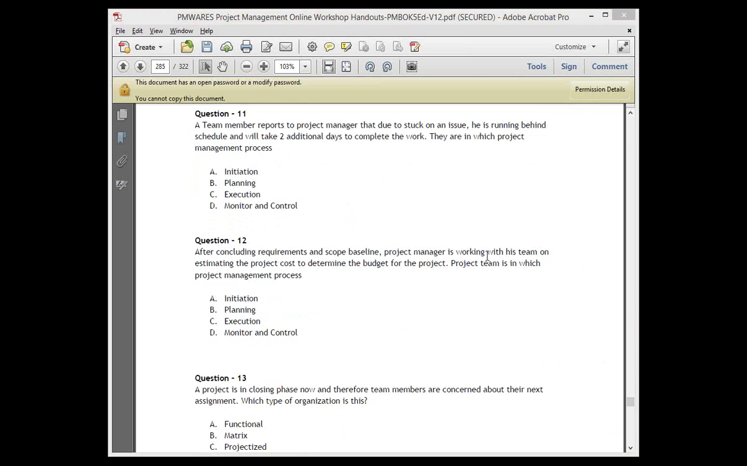Execution means you do the work and collect the data only. You cannot say you are delayed or not, but you have collected, okay, this work is completed in 7 days. I don't know if it is early or late. When I compare with the plan, then I will come to know that it is late or early. Does that make sense? So the right answer is D in this case.